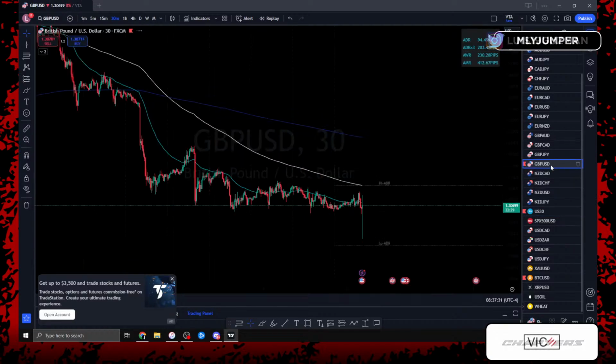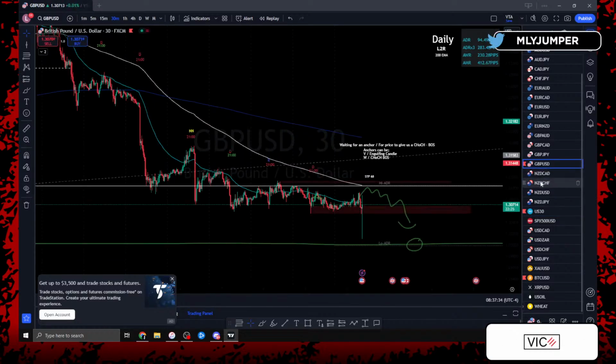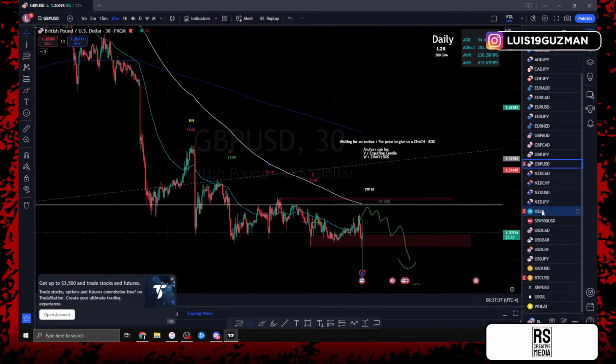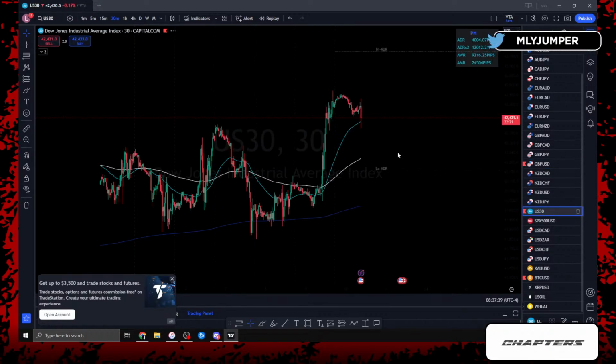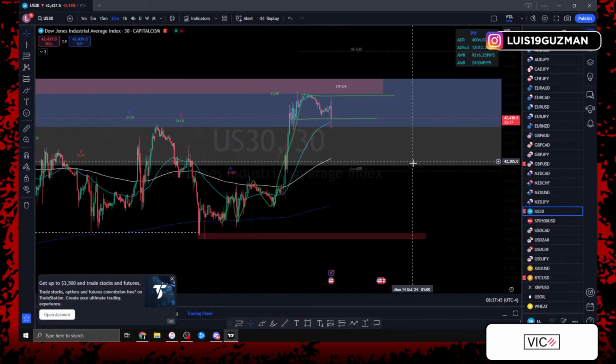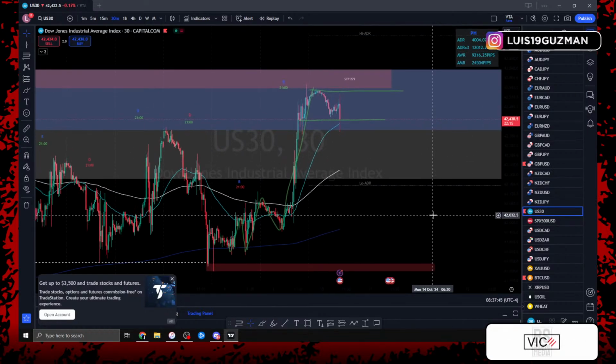We'll have to wait for these candles to slow down. So we'll keep an eye on US 30. It's the only one that's really left for the day that we could catch something, if possible. But we have to wait for this 30-minute candle. So we'll wait till 9 a.m.